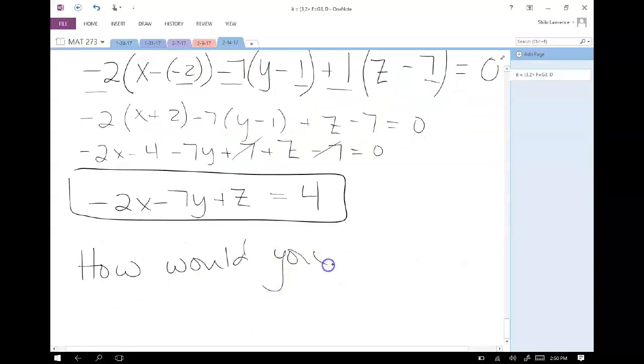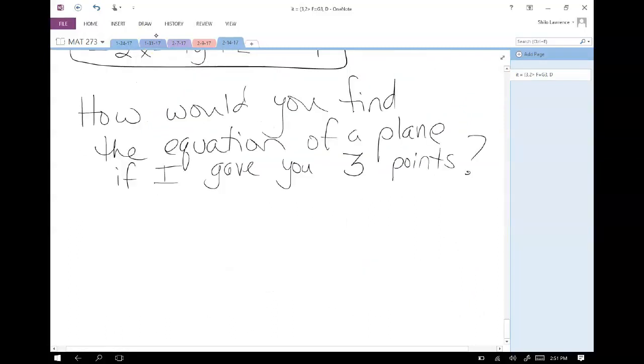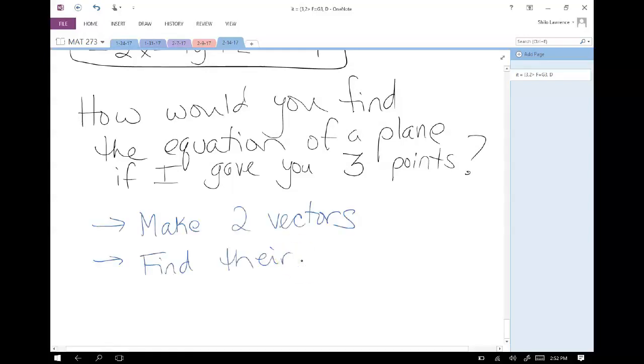How would you find the equation of a plane if I gave you 3 points? So think about what you need and how we can get there. We're going to have to do a cross product. We can't plug points into a cross product. Vectors go into a cross product. We're going to make 2 vectors, and then we're going to find their cross product. That's going to give us a normal vector.